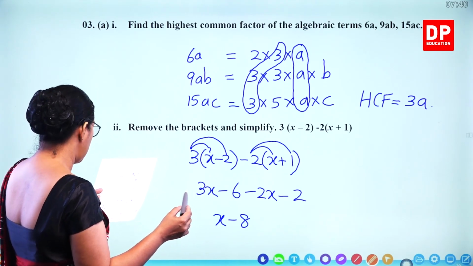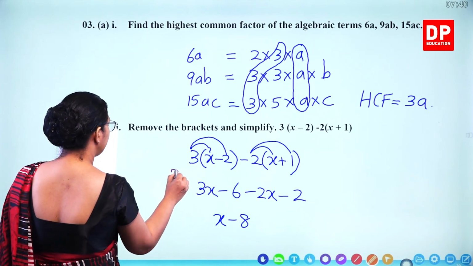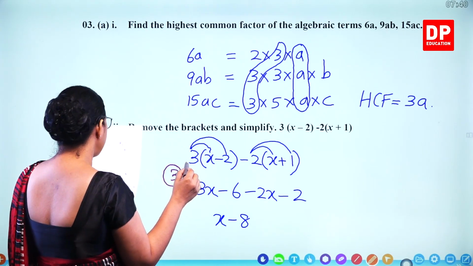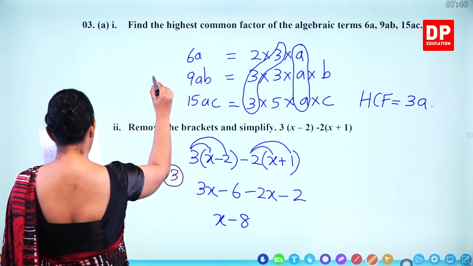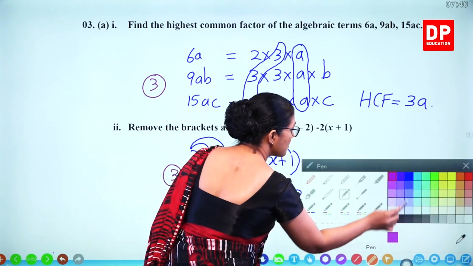So how many marks can we give? X minus 8, 3 marks. And 3A, 3 marks. So 6 marks for these two parts.